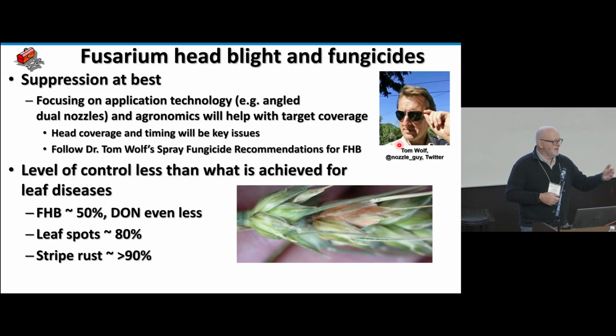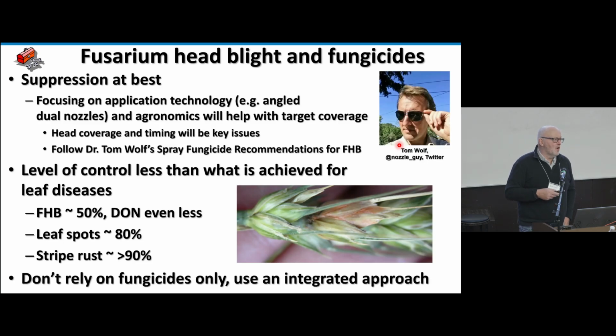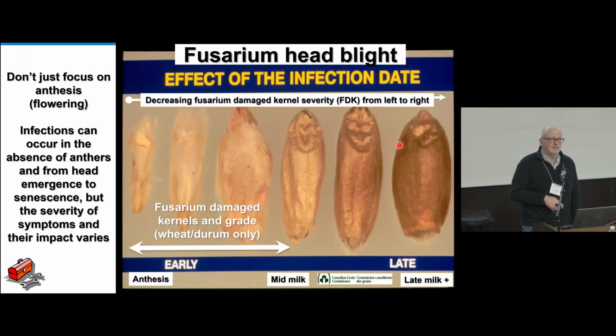You compare that to tan spot or septoria in wheat, net blotch, scald, spot blotch in barley, you'd be disappointed if you're not getting 80% control, and it can sometimes be even higher with good application technology, good timing, and a good product. With the rust, typically we see at least 90 to 95% control. So with FHB, don't rely on fungicides only. Look at that integrated approach and pulling some of these other tools together to try and mitigate that.